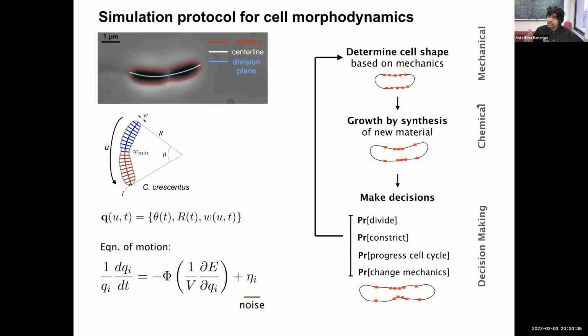And there is a decision-making component because living systems make decisions, right? And which are very probabilistic. So as I said before, there is a probability of dividing based on the adder model, for example, right? So you couple these three components: mechanical, chemical, and decision-making, like stochastic. And then you have a complete framework of evolving the system over time, right?